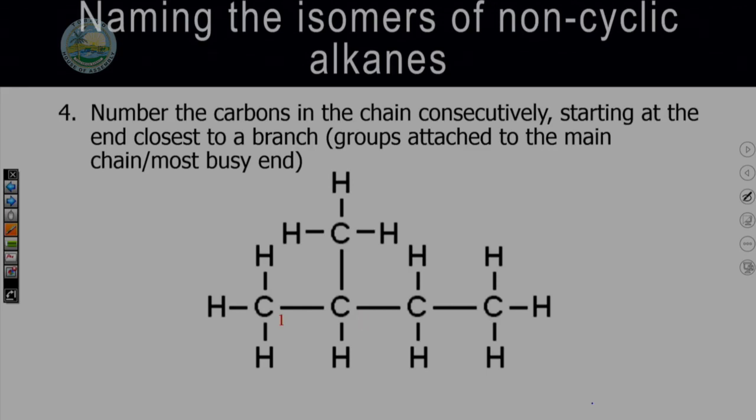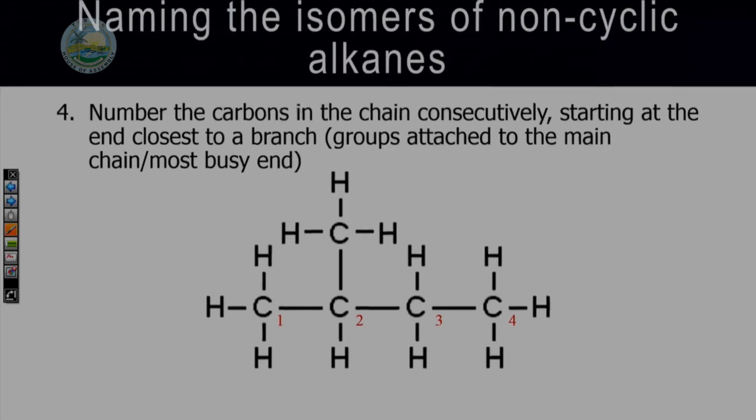I could have started from here with 1, but this is not the one closest to the branch, and as a result it's going to be a little bit off. So what we do, we number them from the end that is closest to the branch. Okay, so 1, 2, 3 and 4. All right. So one of the things that we like to apply, and we're going to apply it later on, is why we do this. So, okay.